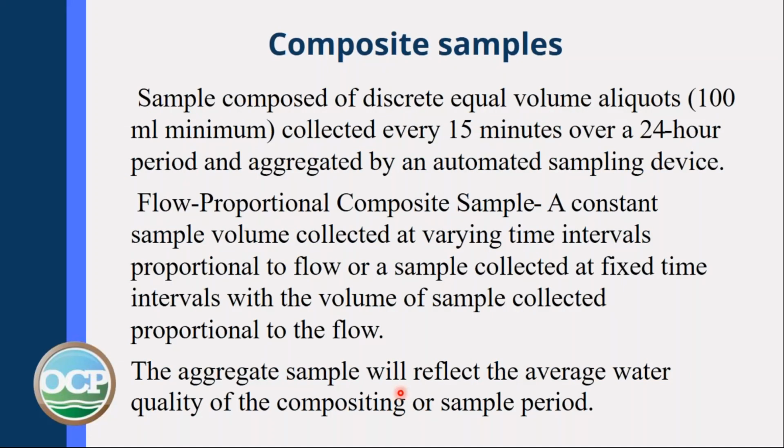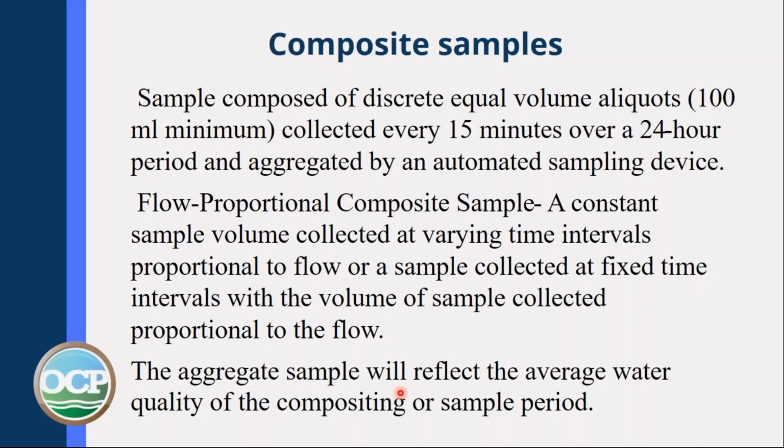Composite samples are where you will collect multiple samples, usually equal volumes, 100 mils minimum, and depending on the requirements of the parameter or pollutant and the permit, usually you will collect these at certain intervals, every 15 minutes over a day's time, a 24-hour period. And then you're going to pull all those samples together, and that is going to be what you will get tested.